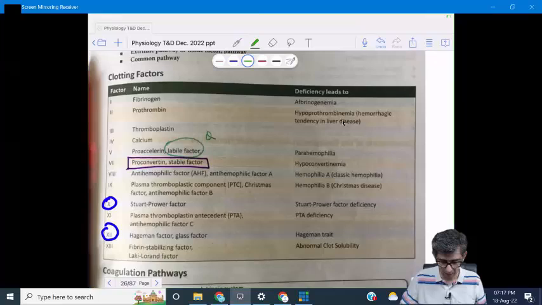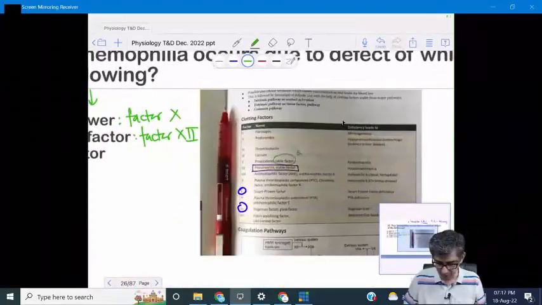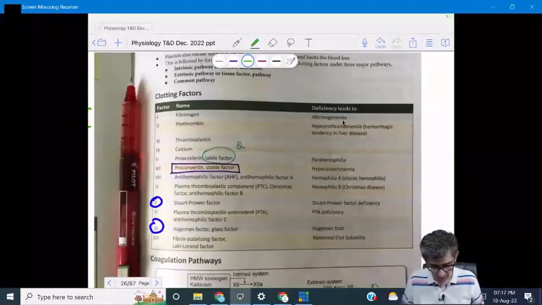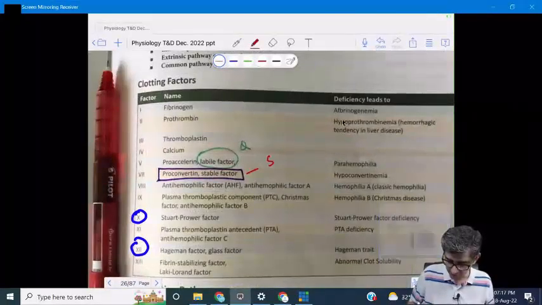Okay. Clotting factor with the shortest half-life, you very well know. That would be factor number 7. Proconvertin or stable factor has the shortest half-life. Can you comment in the chat box which clotting factor has the longest half-life?